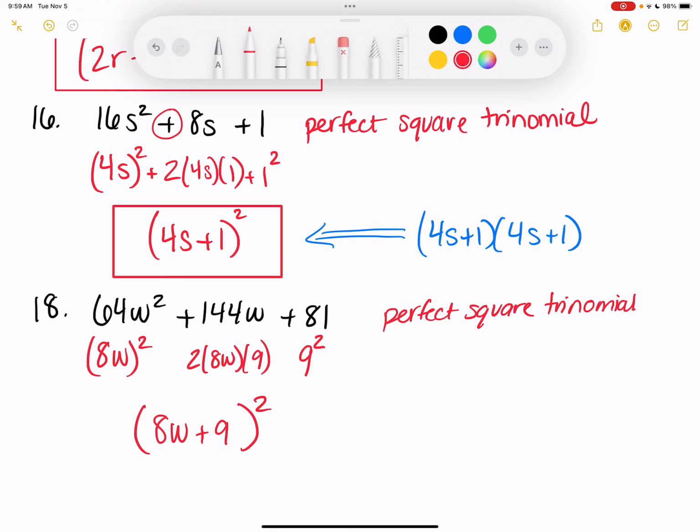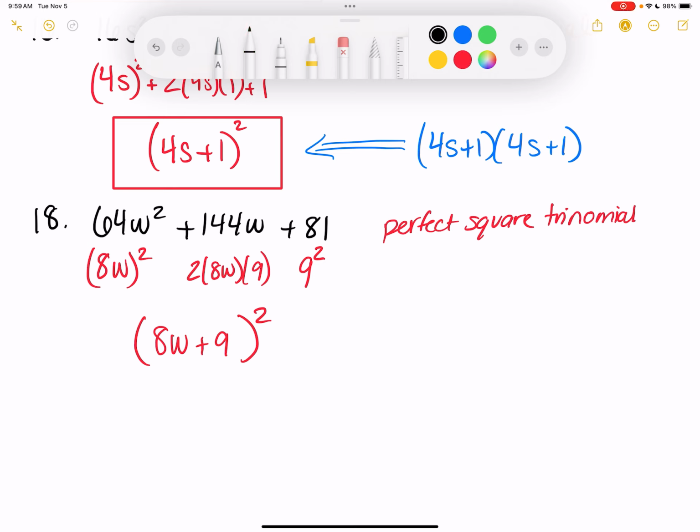I like when you do perfect squares, and you can put a perfect rectangle on it. All right, next thing.